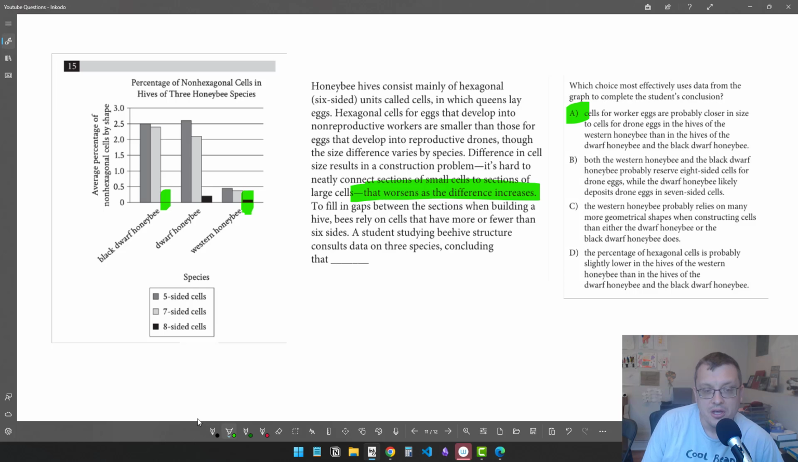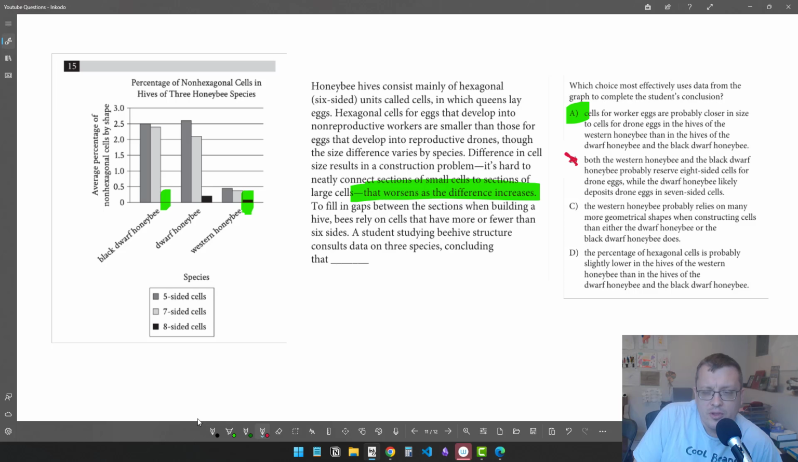And also, the dwarf honeybee, yeah, it's got a lot of 7-sided cells, especially compared to the Western, but the black dwarf has more. So I just don't know where this distinction is coming from, nor does the text talk about the kinds of eggs that are put into these different sized cells. We don't know anything about that. Let's not imagine what's possible. Let's just stick with what's in the text and what's in the figure. So B is out.